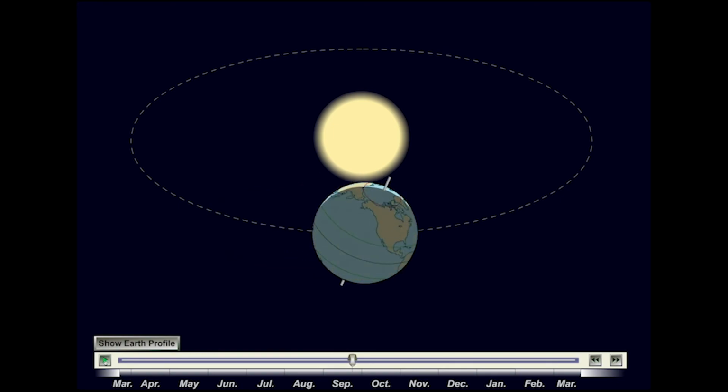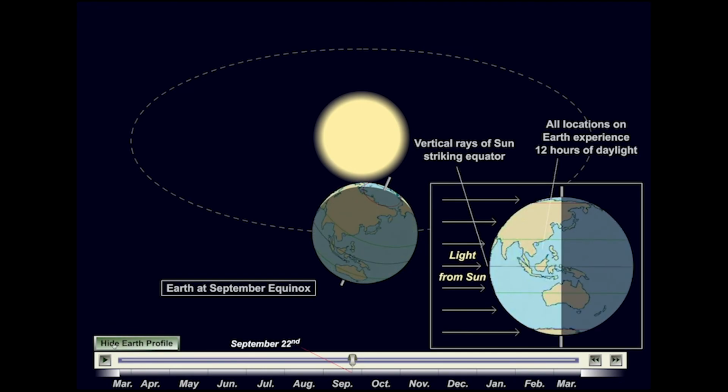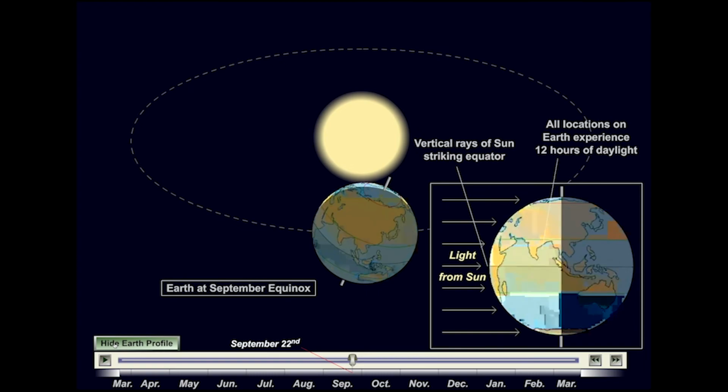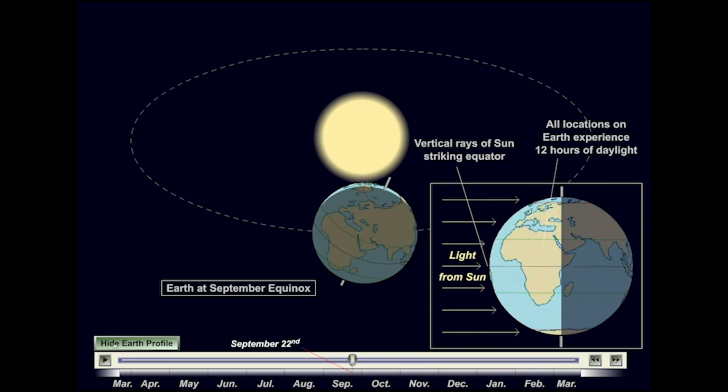Again, approaching our current time here. Near the end of September, we're going to experience exactly 12 hours of daylight and exactly 12 hours of darkness per day. Now, if we throw in the Earth's profile, you'll see that that is correct.